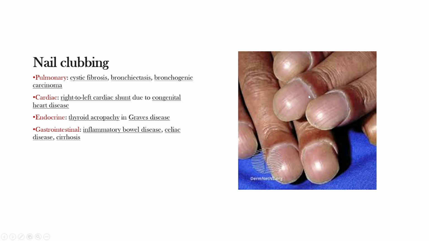Now we will move to nail clubbing. Nail clubbing is this condition where we will see the fingers appear like this. We can see it in a couple of conditions. First of all, pulmonary conditions like cystic fibrosis, bronchiectasis, and bronchogenic carcinoma. In cardiac conditions, sometimes due to congenital heart diseases and right to left cardiac shunt. In endocrine, we'll see it in Graves' disease, and gastrointestinal in some inflammatory bowel disease, celiac disease, and cirrhosis.